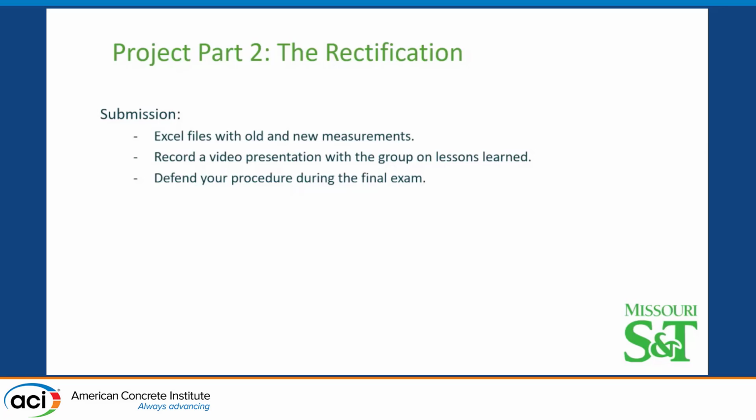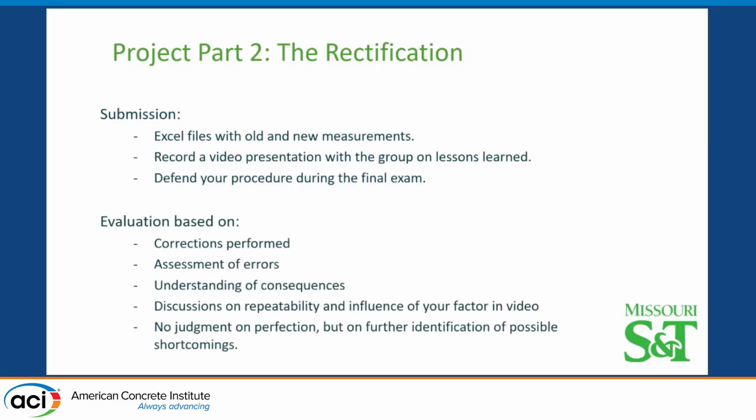And there's a question on the final exam that actually allows me to discuss one-on-one what you've learned from the project, right? So there's another one-on-one communication going in there as well. And you're evaluated based on the corrections, the assessment of your errors, understanding of the consequences, and then discussions on repeatability. And there's no judgment on perfection, but again, it's to which extent do you understand what's going on.